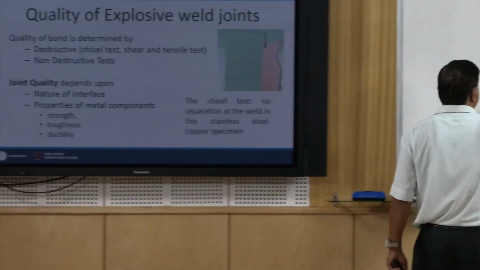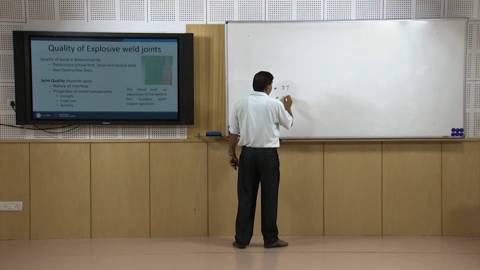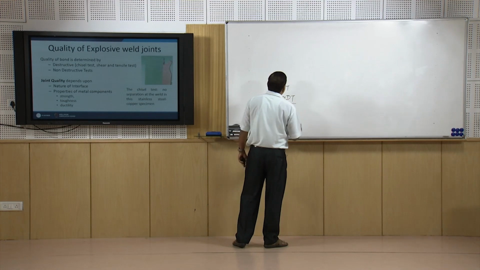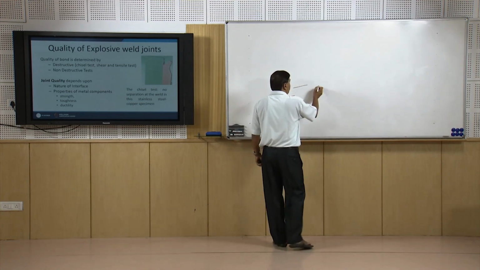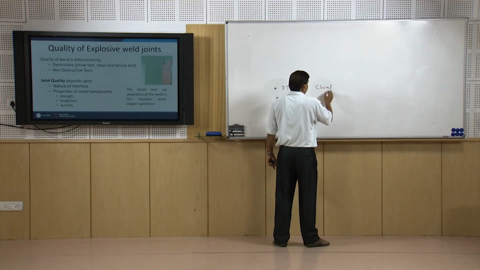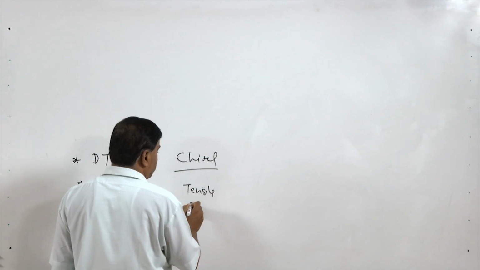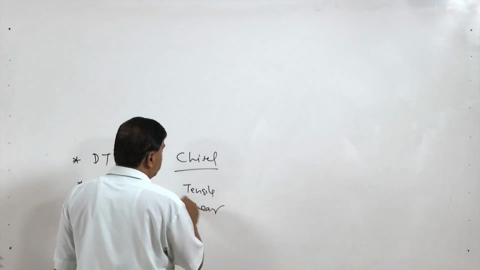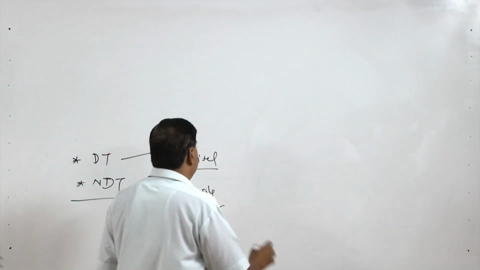For assessing the quality of the joint, normally both destructive tests and non-destructive tests have been developed. One typical test under the destructive tests is the chisel test, and another is the tensile and shear strength tests. These two are very common, but the chisel test is a unique one about which I will talk a little bit.